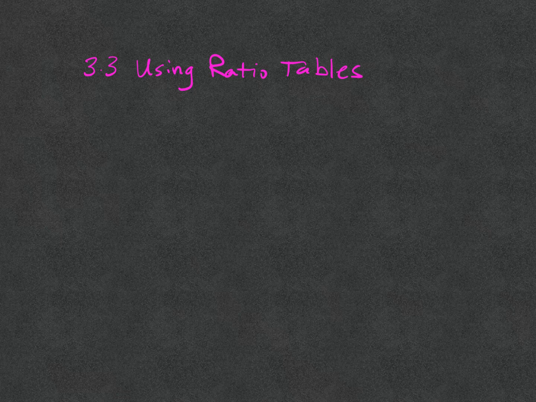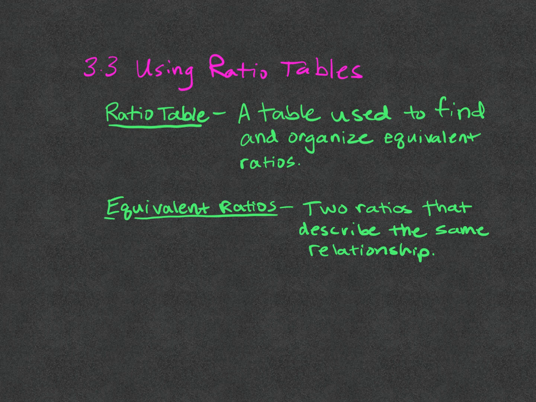3.3 Using ratio tables. There are two terms that I would like you to know for this. The first one is a ratio table, which is just a table used to find and organize equivalent ratios. So get that written down. And then just to make sure that we understand what equivalent ratios are, they're basically just two ratios that describe the same relationship. An example would be 2 to 3 and 4 to 6. The 2 to 3 is actually equivalent to 4 to 6 just because we can multiply each of those numbers by 2.